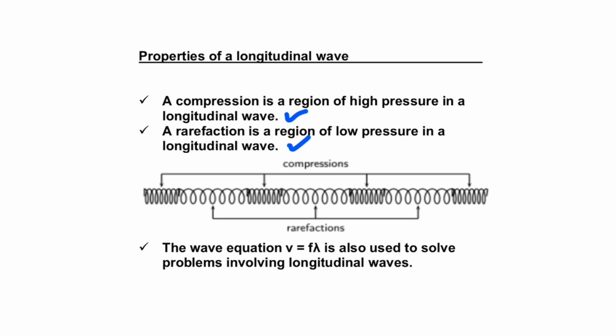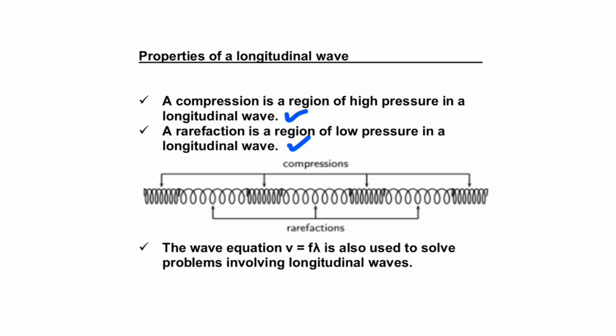You can clearly see that these points, or the region rather, where the particles are close to each other, we call that a compression. It's a region of high pressure, while a region of low pressure is referred to as a rarefaction, clearly indicated on our sketch. So those are some of the properties of a longitudinal wave.